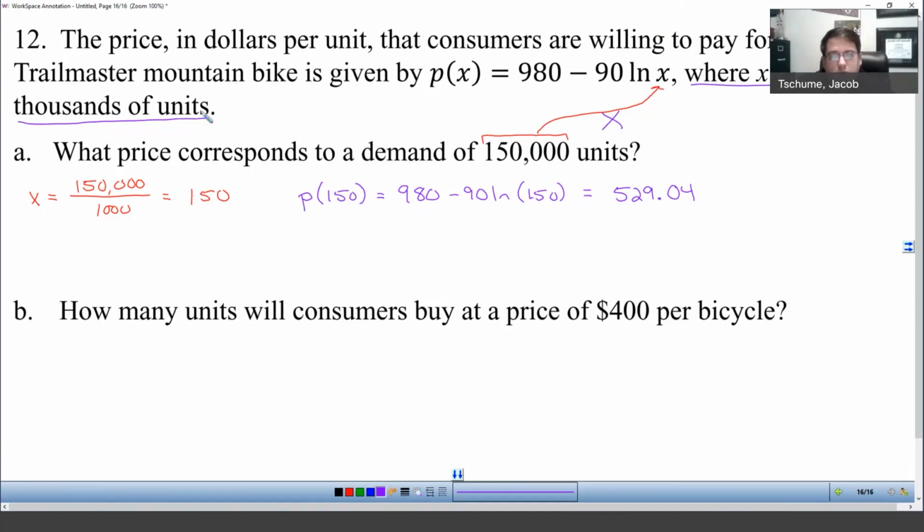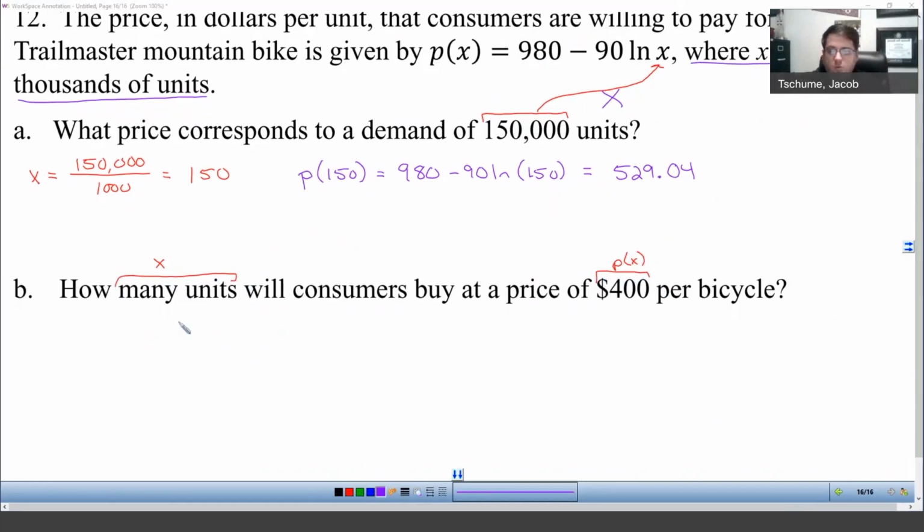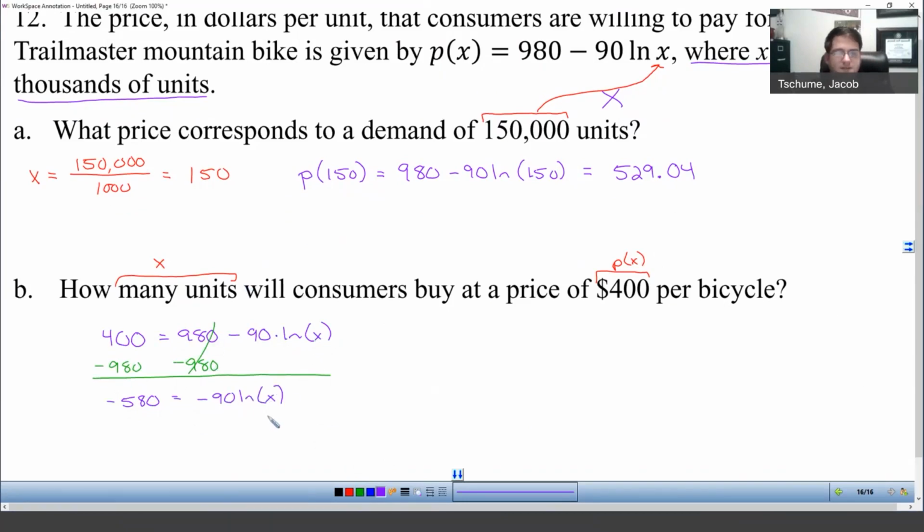Now, other way around, part B says, how many units will consumers buy at a price of $400 per bicycle? So now what they're doing is they're giving us the price. And we're trying to solve for how many units, which would be X. So I'm going to plug the $400 in for P of X in the original problem. So that's 400 equals 980 minus 90 times the natural log of X. So let's solve for X here. I'm going to first subtract 980 from both sides. So this would end up giving me negative 580 equals negative 90 times the natural log of X.